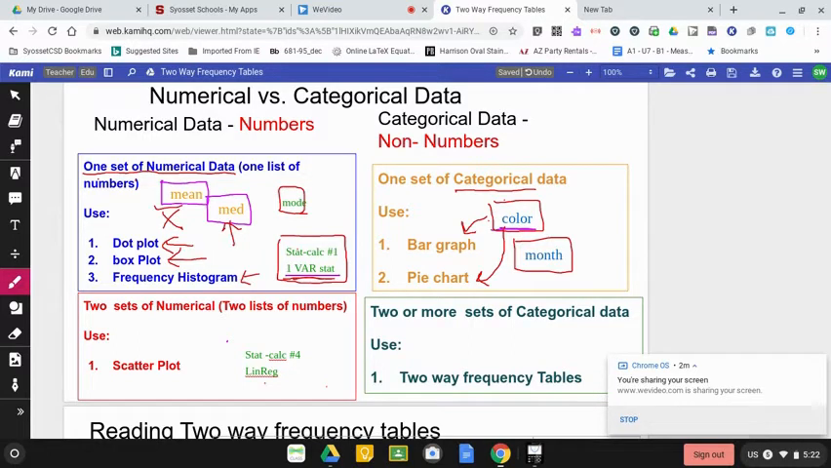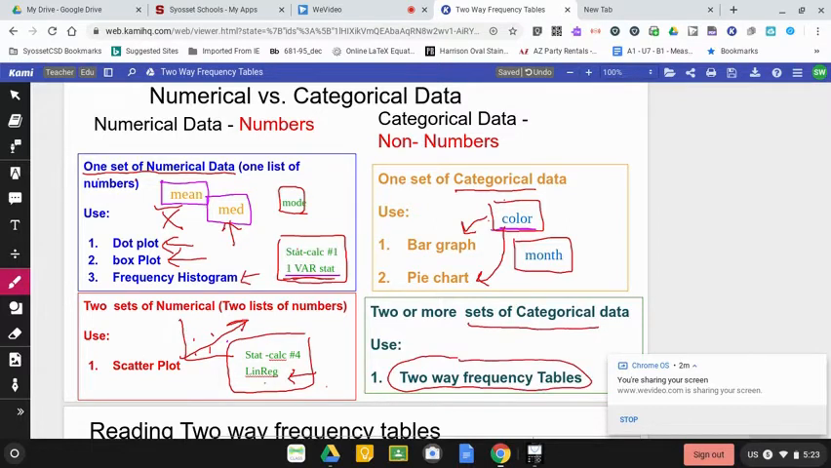We also talked about two sets of numerical data. And from two sets of numerical data, we made scatter plots in which you graphed on an XY graph and drew a line of best fit, the line that was as close as possible to each of those dots. You were able to do that also on your calculator with stat calc number 4, the linear regression. Today, we're going to talk about sets of categorical, non-numerical data. And for that, we're going to use two-way frequency tables.